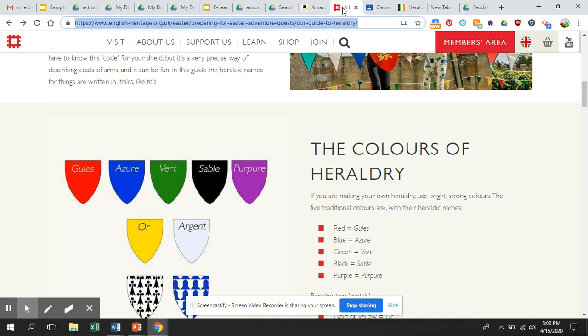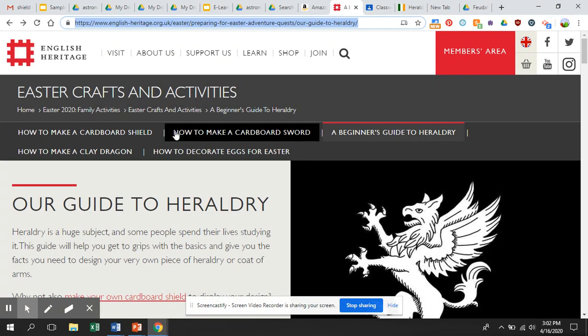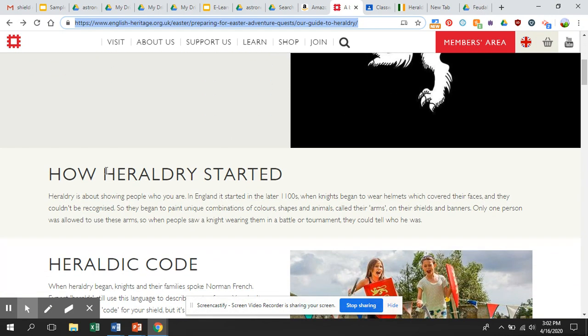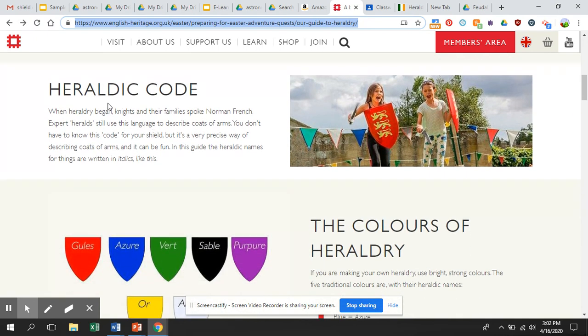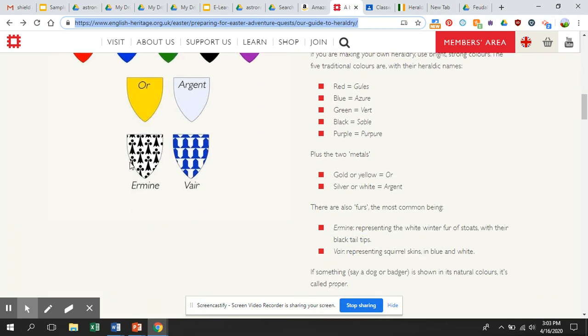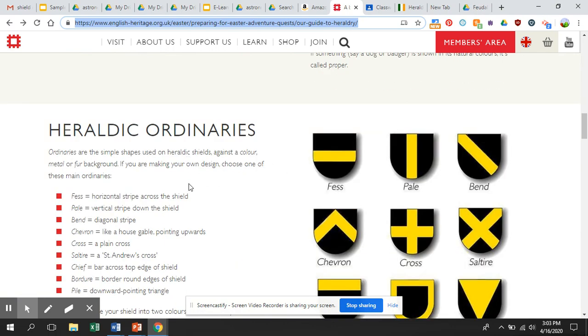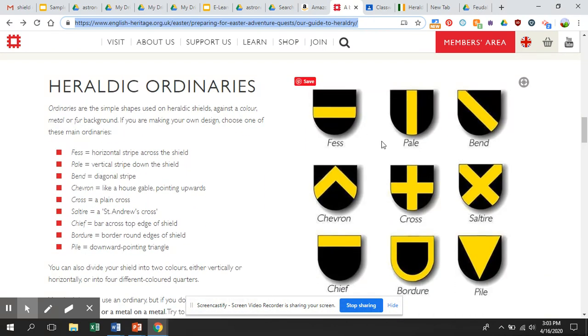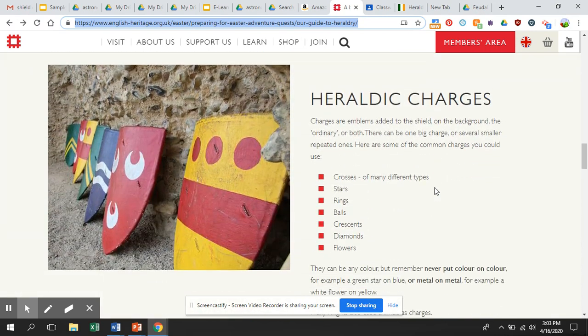Another place you guys can go is this English heritage site that I have uploaded for you. So again, it talks about the heraldic code, like why they had these symbols, and gives you a little background. And then here is, again, those colors. And here's just some symbols. I'm not sure exactly what that is, but they're symbols. Here's the different ways you can divide up the divisions you can have in your shield.